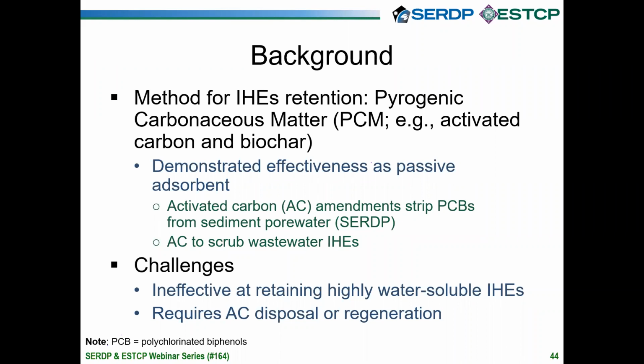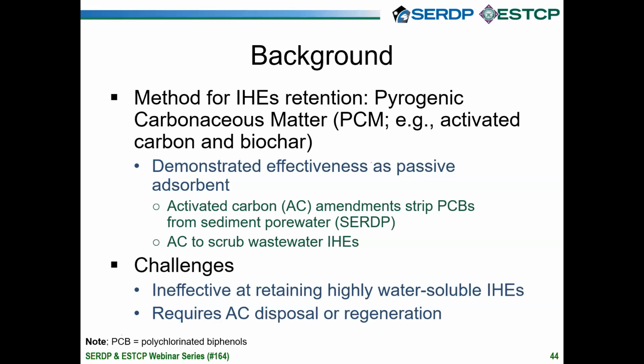Among all the technologies to retain IHEs, pyrogenic carbonaceous matter, which I'll refer to as PCM, which includes activated carbon and biochar, is a promising material because it has demonstrated effectiveness as a passive sorbent. For instance, several SERDP projects have shown that activated carbon, AC, can be used as sorbents to strip PCBs from pore water and ultimately reduce their toxicity. AC has also been used to scrub wastewater IHEs.